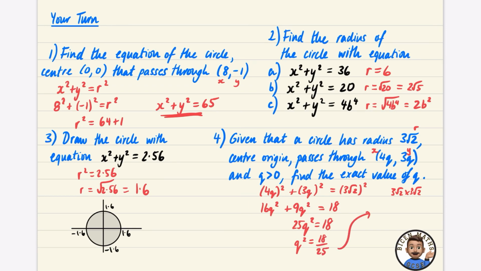Last thing is just to do the square rooting. We're going to take the positive square root this time. Well, the square root of 25 is just 5, and the square root of 18 is just going to be 3 root 2. And again, you could check these things on your calculator as well, but you should have that q is equal to 3 root 2 over 5.